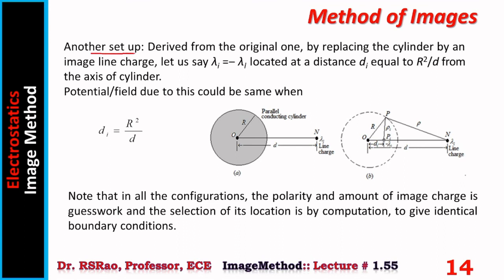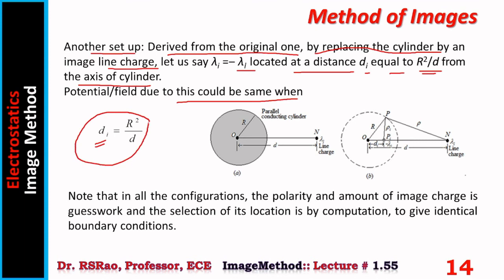So we are talking about another setup derived from the original one by replacing the cylinder by an image line charge, let us say minus lambda L, located at a distance di equal to R square by D from the axis of the cylinder. Then this other setup becomes equivalent to the original setup because both satisfy the same boundary condition. Potential or field due to this could be the same when di is equal to R square by D. To get this condition, one needs to have certain background in trigonometric relations.